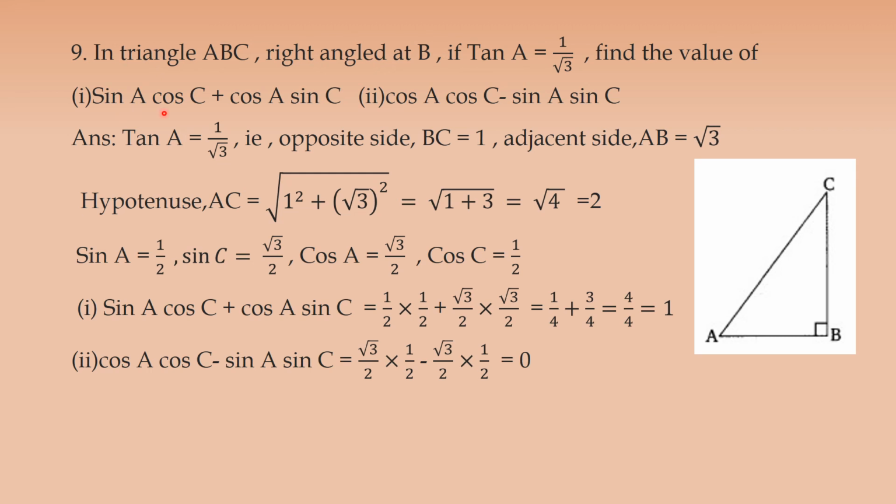Substituting these values in the question number 1, sin A cos C plus cos A sin C is 1 by 2 into 1 by 2 plus root 3 by 2 into root 3 by 2, which is 1 by 4 plus 3 by 4 equal to 4 by 4, which is equal to 1. In question number 2, cos A cos C minus sin A sin C, which is root 3 by 2 into 1 by 2 minus root 3 by 2 into 1 by 2, which is equal to 0.